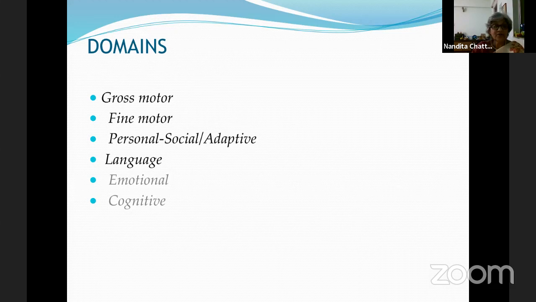Then comes language or communication, which entails receptive language, that is hearing and understanding, and expressive language, verbal and non-verbal. Apart from this, there are two more that we look into. One is emotional development, very important, and cognitive development, that is intelligence, embraces much of what I have already discussed. Next.